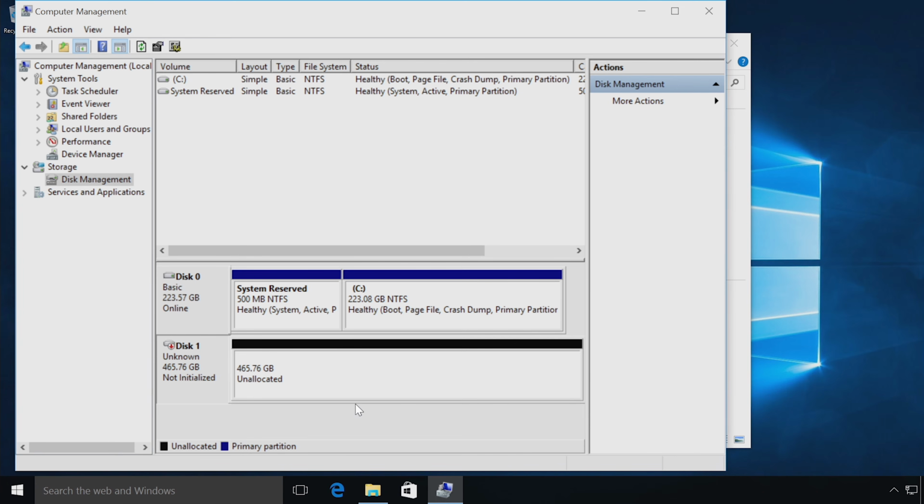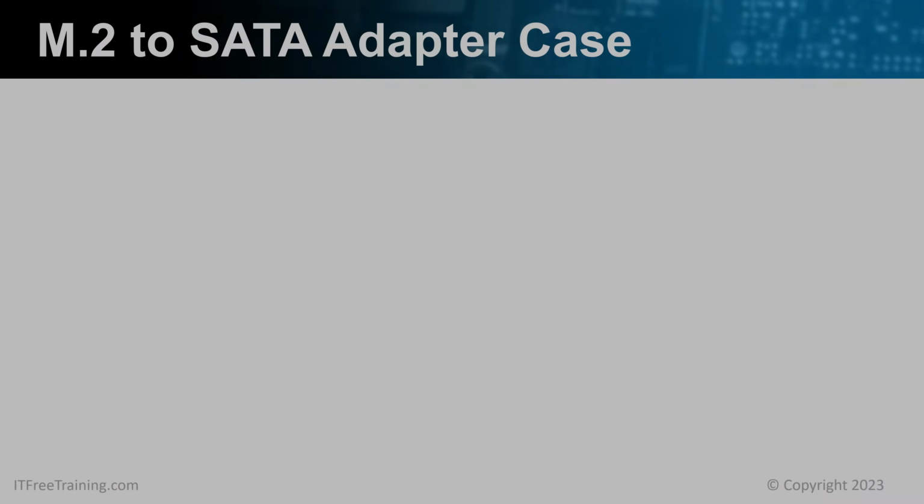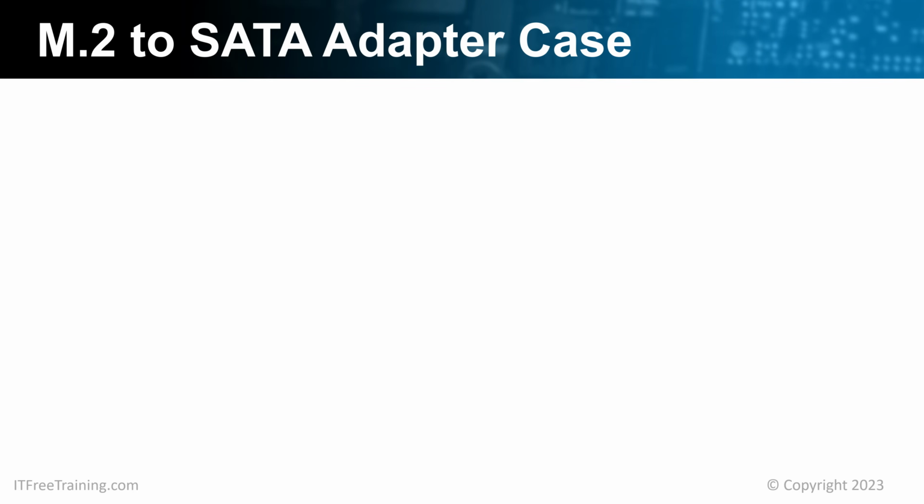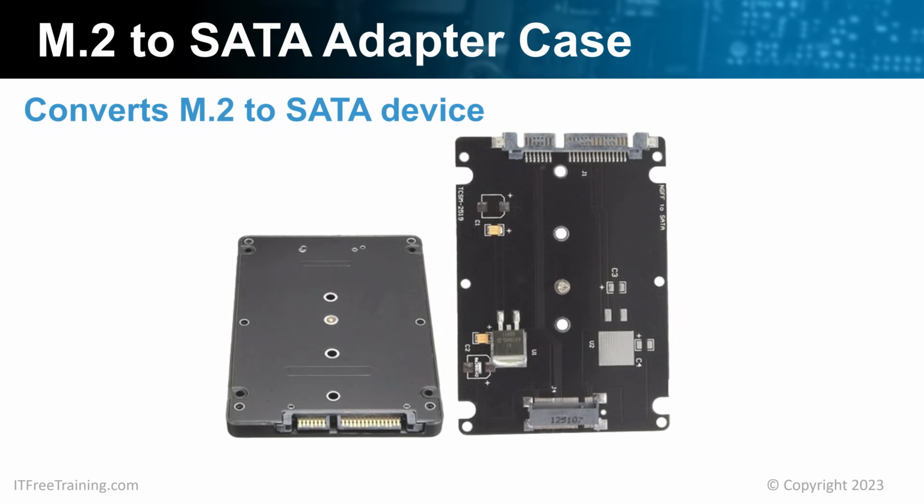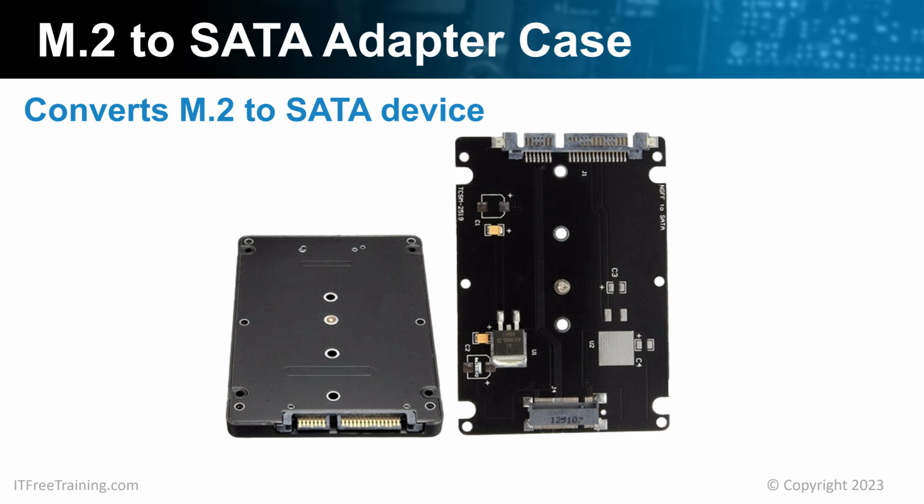If you find that you are supporting an old computer, there are other alternatives. One option is to purchase a case that converts an M.2 SSD into a solid-state drive that uses a SATA data and power connector. You will find that there are a lot of adapters on the market.